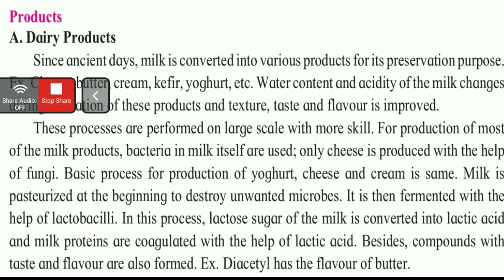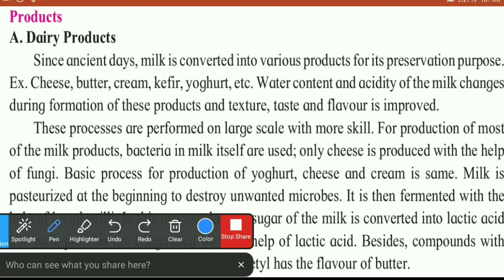The next thing is to study the different products which are produced in the industry. The first product is dairy products. Dairy products are milk products which are converted into various products for preservation purposes. Milk cannot be preserved for a long time, right? So we need products that can be stored for many days, like cheese, butter, cream, coffee, yogurt. These are examples of milk products which are stored for a longer time, right?